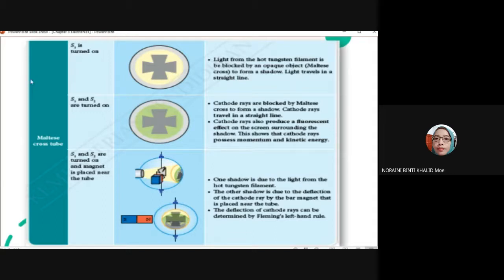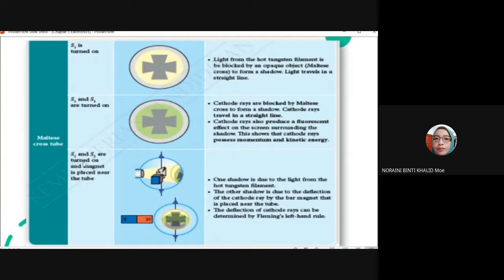Okay, let's explain more about this situation. In the first situation, S1 turned on just now, you can see a shadow with yellowish light surrounding the shadow. This is caused by light that travels in a straight line. S1 and S2 are turned on. You can see a shadow form with a green light surrounding it. So this is caused by the fluorescent effect when cathode rays hit the screen.